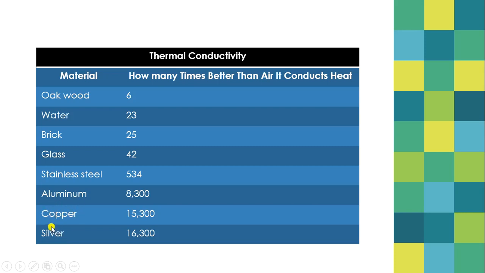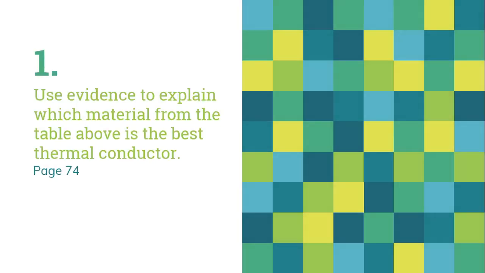Now, what are you going to do? You're going to take a look at how these perform at conducting heat. And then you're going to use the evidence to explain which material from the table is the best thermal conductor. So that means that you need to identify which one and then explain why, based on the explanation that we just had, and also on the facts that are shared with you on page 74.